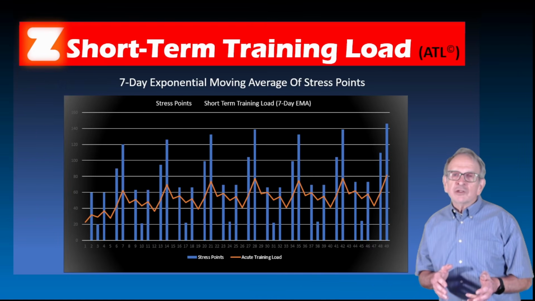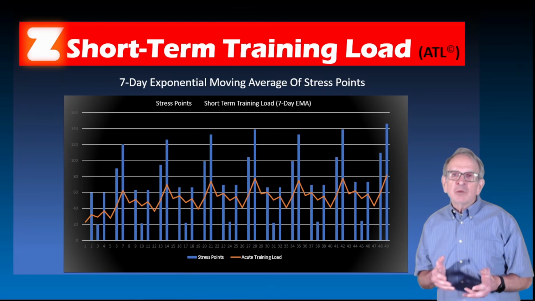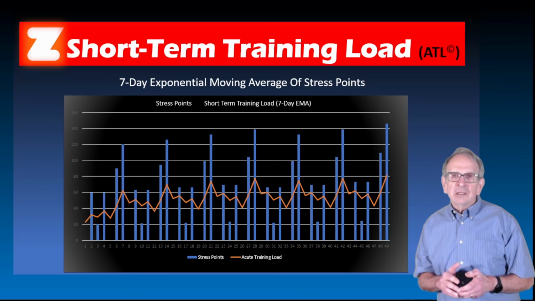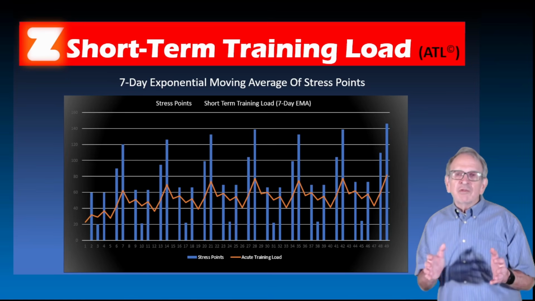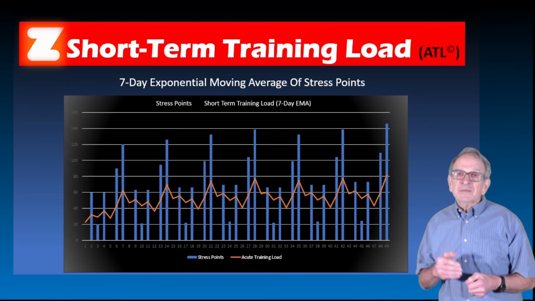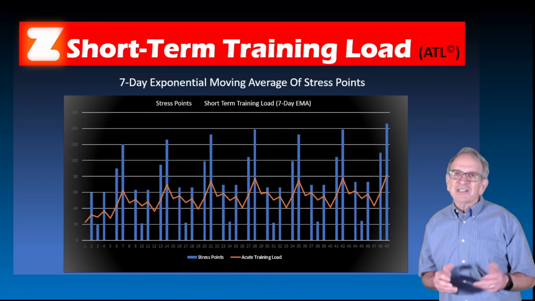So here's a chart of the short-term training load, or acute training load. Again, the vertical bars represent the stress points that you've accumulated on any one day, and the line represents the 7-day exponential moving average of your stress points. You'll notice that this line is a lot more jagged, because it represents a moving average over a much shorter duration. And now we'll compare the long-term exponential moving average to the short-term exponential moving average to give us status.